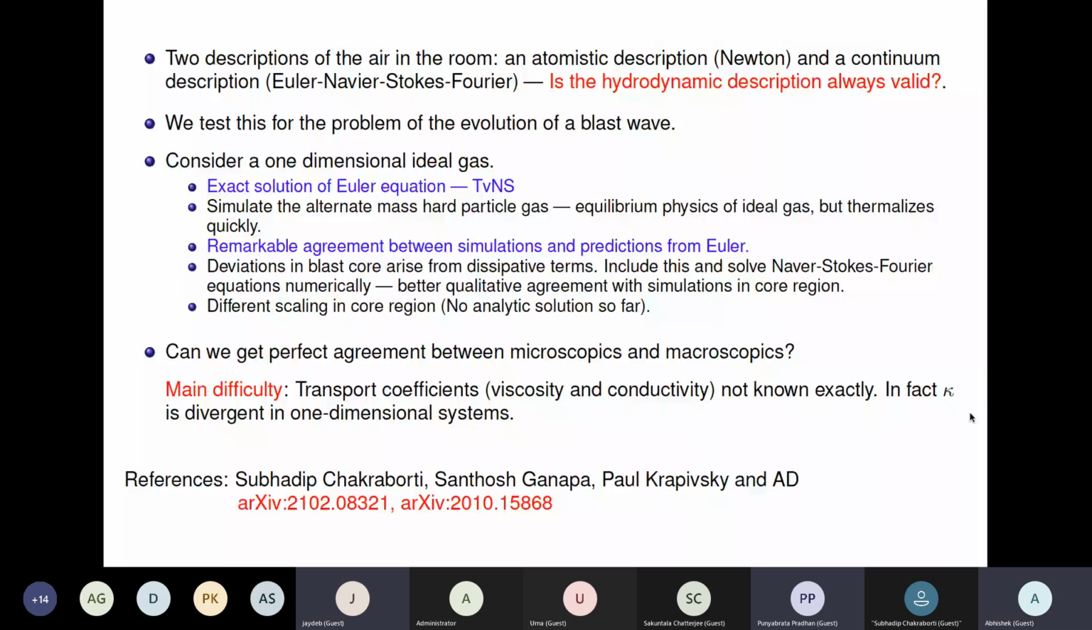Yeah, I'd like to ask a question, Abhishek. When you compare with this hydrodynamic equation from simulation, did you look at the finite size effects? Because in the end, you have to go to the thermodynamic limit, right?